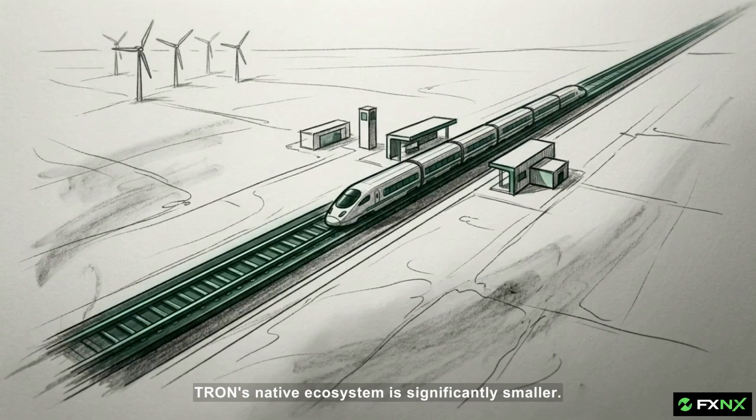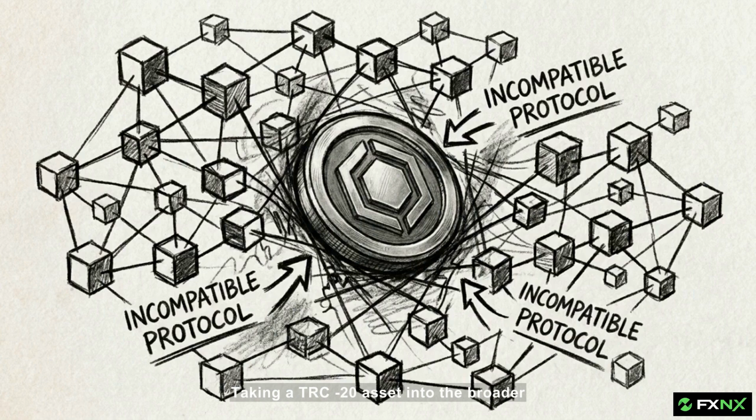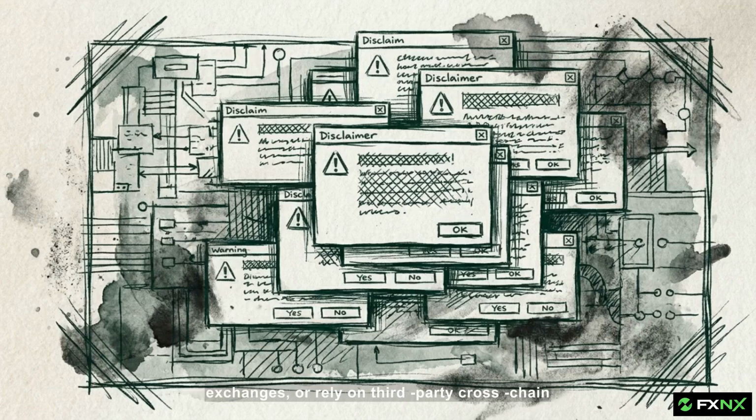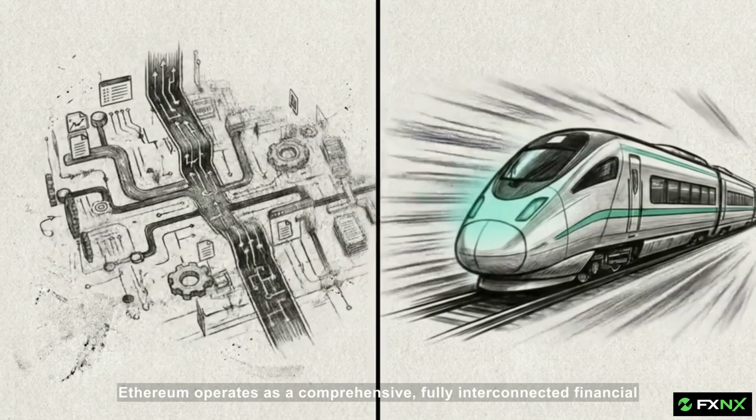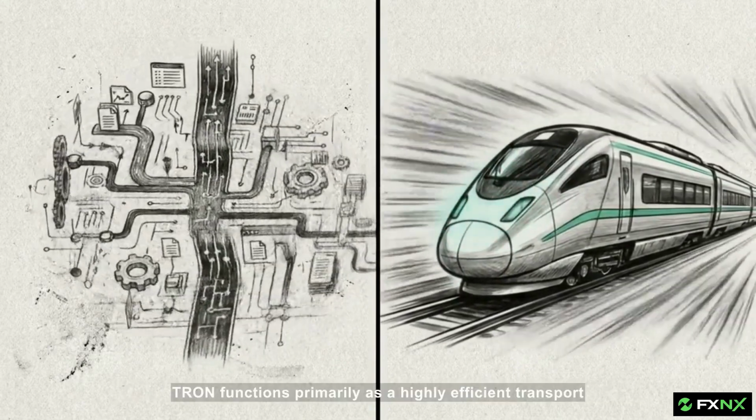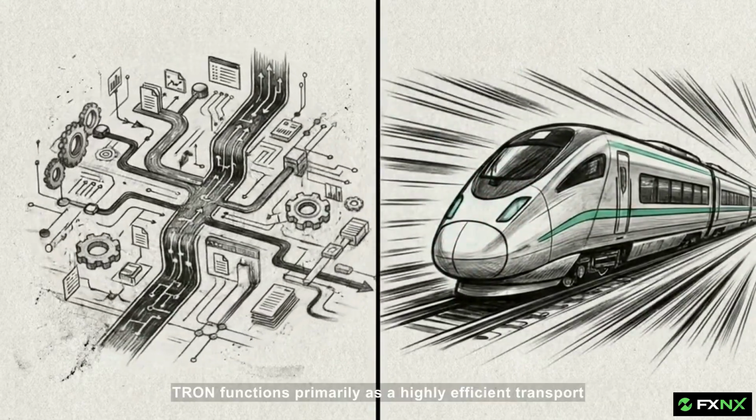Tron's native ecosystem is significantly smaller. With roughly 400 dApps, it is optimized primarily for fast, single-layer tasks rather than complex multi-protocol interactions. Taking a TRC20 asset into the broader DeFi landscape introduces friction. You have to route your funds through centralized exchanges or rely on third-party cross-chain bridges, which introduces counterparty risk. Ethereum operates as a comprehensive, fully interconnected financial universe. Tron functions primarily as a highly efficient transport rail.